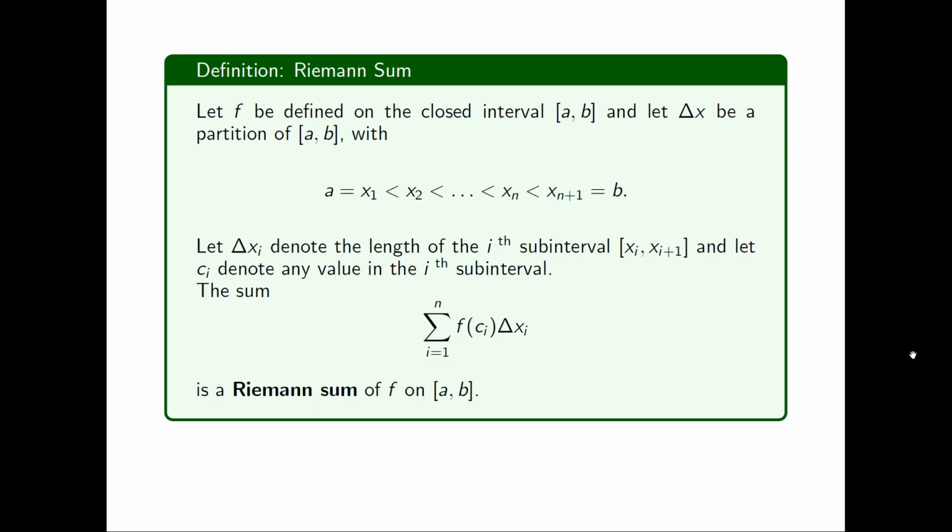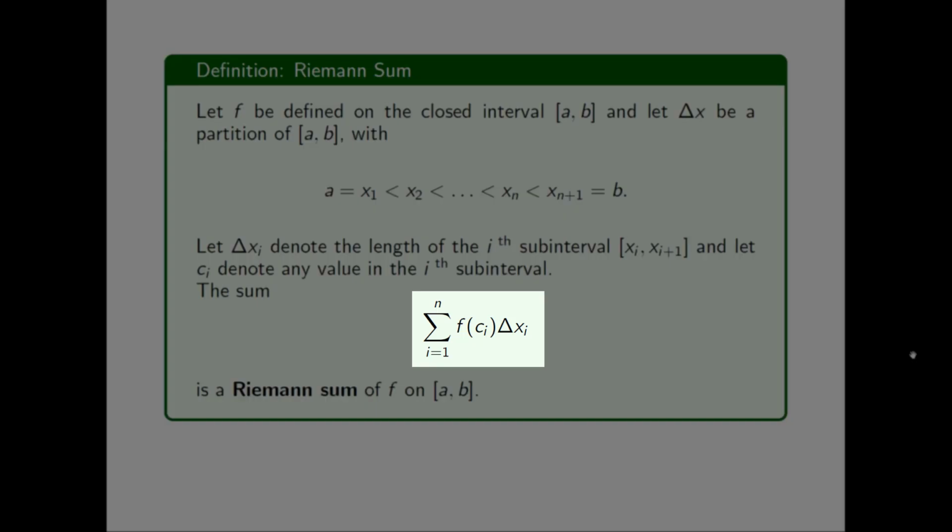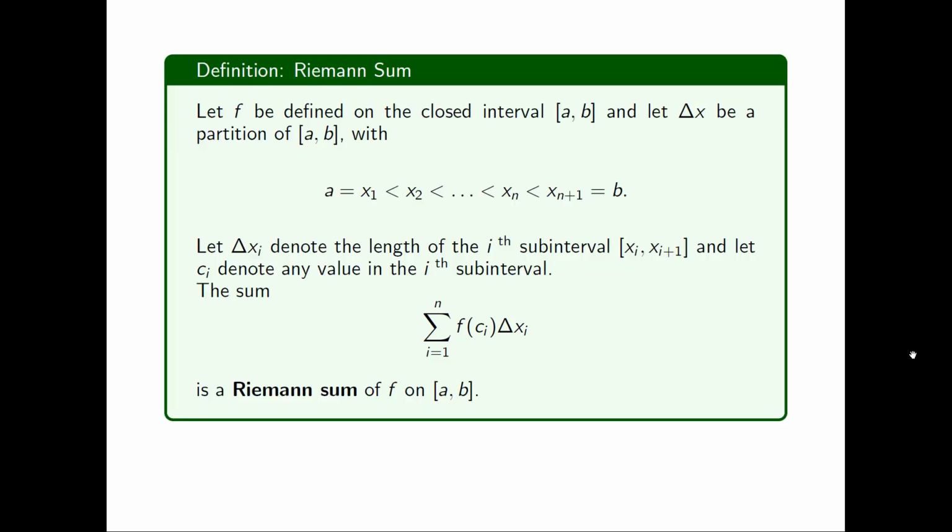Okay, so just a quick definition of our Riemann sums, to formalize what we've been seeing. So f is defined on a closed interval, and delta x is a partition of that. We set a to be x_1, the first term, we set b to be x_{n+1}, the very last term. We call delta x_i the length of the ith subinterval, so the little width there. And so we take this sum, and this is what we've been using, from i equals 1 to n of f(c_i) delta x_i. That's called the Riemann sum of f on [a, b].